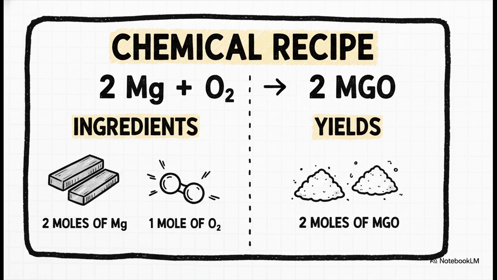Those numbers, those coefficients we worked so hard to find, they represent a ratio, specifically a mole ratio. Now, a mole is just a chemist's way of counting huge numbers of atoms, kind of like saying a dozen when you mean 12. So this recipe is telling a chemist, hey, for every 2 moles of magnesium you use, you're going to need exactly 1 mole of oxygen, and you will produce exactly 2 moles of magnesium oxide. This is how we predict and control what happens in the lab.